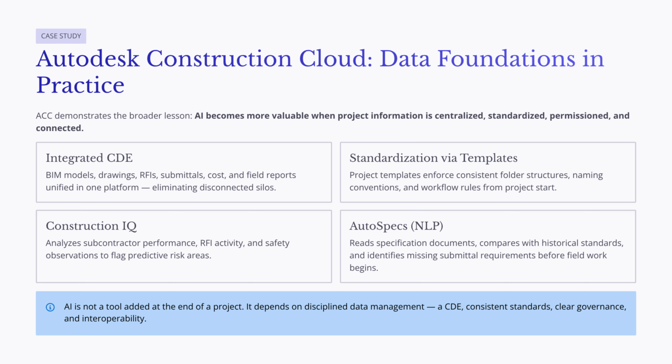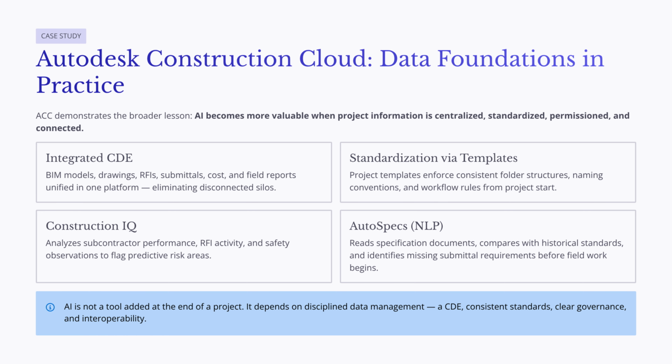This case study focuses on Autodesk Construction Cloud, or ACC, as an example of how data foundations can support AI in real construction practice. The key lesson is not simply about one software platform. The broader lesson is that AI becomes more valuable when project information is centralized, standardized, permissioned, and connected.